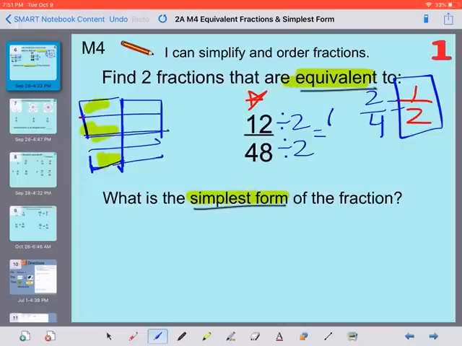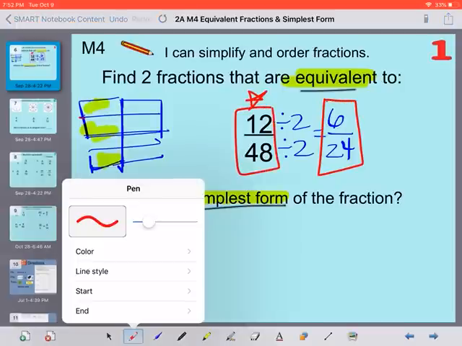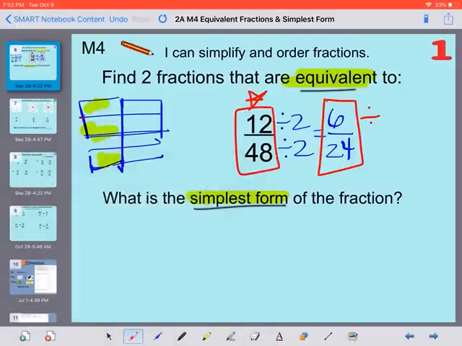So 12 divided by 2 is 6, and 48 divided by 2, well, half of 40 is 20, and half of 8 is 4. So it's really 6 over 24. So 6 over 24 is an equivalent fraction to 12 over 48. If I wanted to continue on from here and continue to divide to make it smaller, that's what's actually going to get us to simplest form.